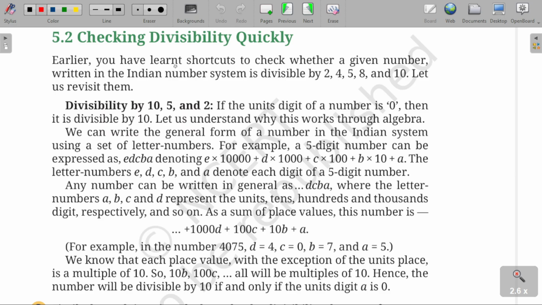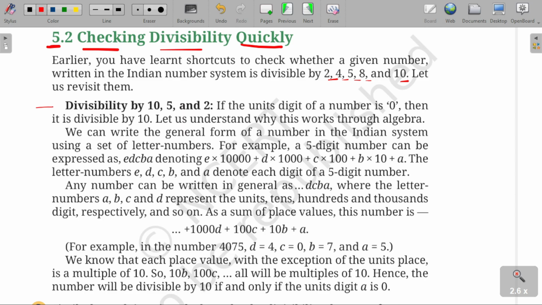We are continuing our chapter number 5, Number Play, and we are on the topic taking divisibility quickly. In earlier classes, you have learned about the divisibility rules according to the Indian number system, the divisibility of 2, 4, 5, 8, and 10. I hope you will revisit them well, and now we'll link this with some quick facts of algebra, right?